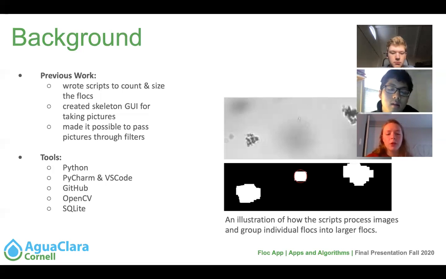OpenCV is a library of programming functions with real-time computer vision capabilities that are necessary for real-time image processing. And finally, we're using SQLite, a database management system, to store data gathered from the size and count scripts.